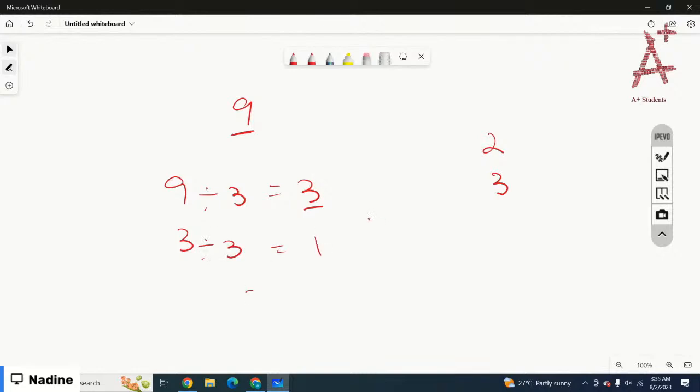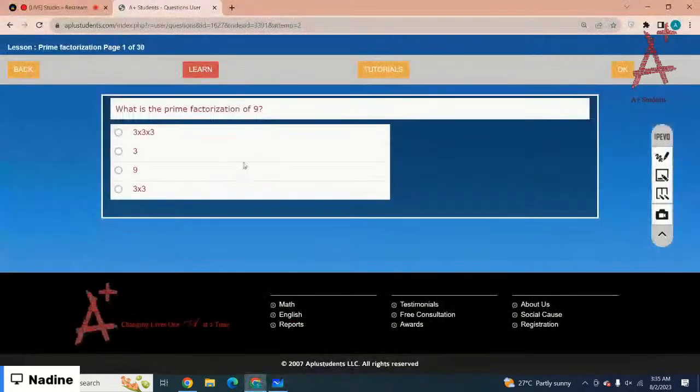So we divided 2 times, that would be 3 times 3. Both the numbers are prime. So 3 times 3 is the prime factorization of 9, right? So the correct option is 3 times 3. That is the last option.